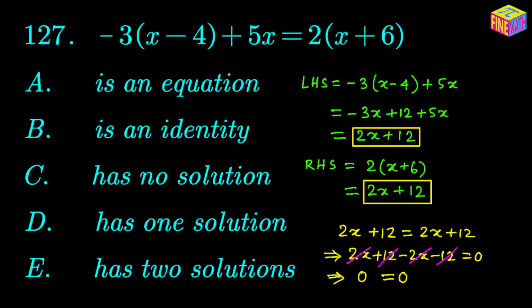And one main property of an identity is that it is valid for all possible values of x. It really does not depend on the value of x. You use any value of x, it will still be valid. So that means it has an infinite number of solutions. There is no specific conditional solution. It has an infinite number of solutions.